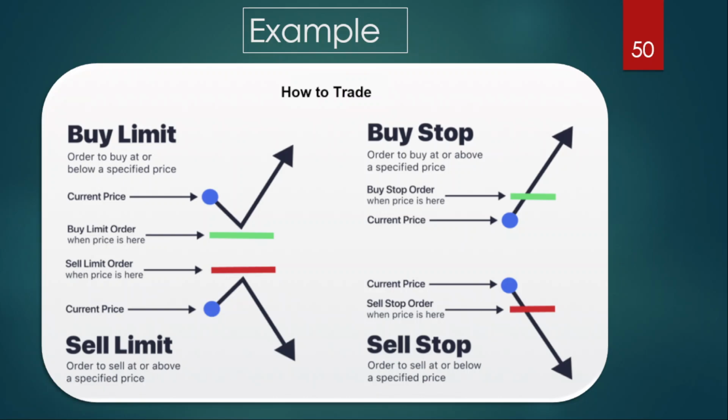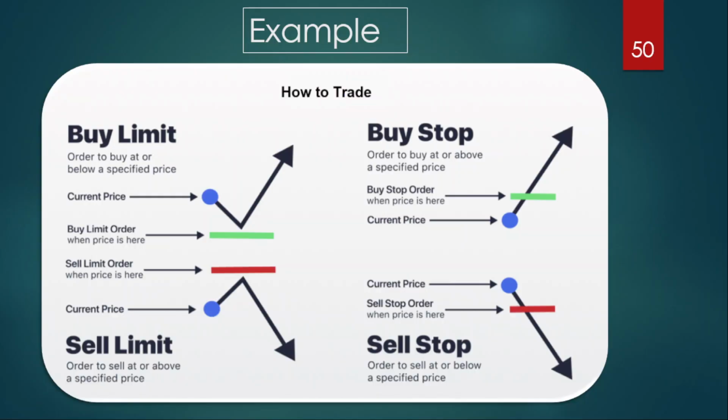Buy limit order. In the buy limit order, in this case, the current price is still going down, and then you anticipate that when the market reaches a certain price point, it will go up. Then you would place what we call a buy limit order.